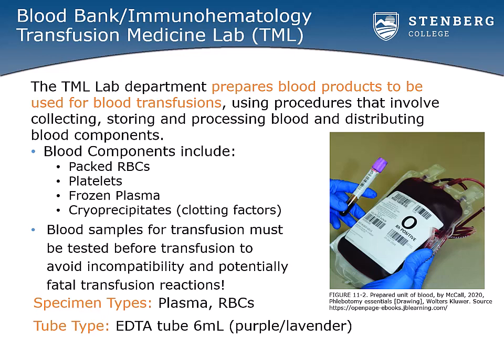The procedure performed in this lab involves collecting, storing, and processing blood, and the distribution of red blood cells and blood components. Examples of blood components include packed red blood cells, platelets, fresh frozen plasma, and cryoprecipitates, which consist of different clotting factors used to treat hemophiliac patients who lack specific factors.